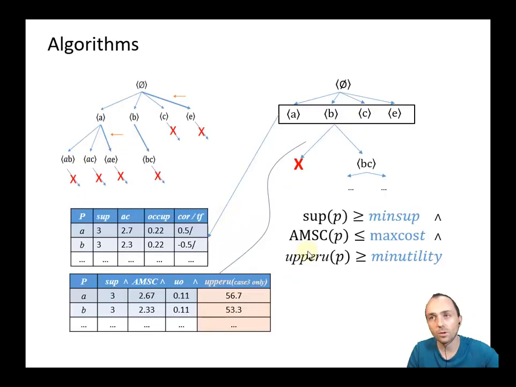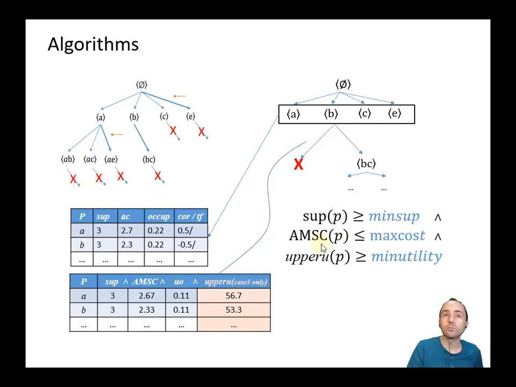So here I have a picture that shows an illustration of the search space. We do the depth first search starting from the empty set. We look at A, AB, and when we look at a pattern like AB, we check the pruning conditions. If the support of the pattern is smaller than the minimum support, we don't need to look at the extensions of AB, like ABC, ABD, and so on.